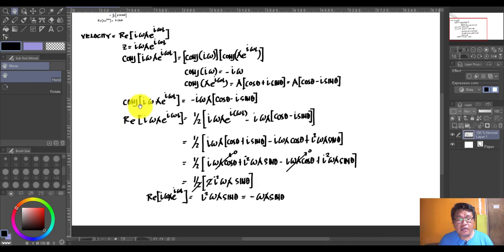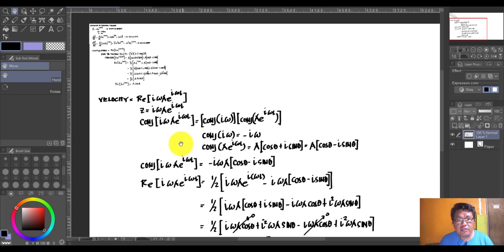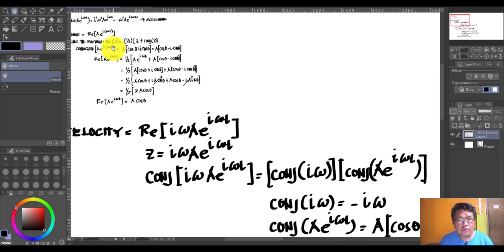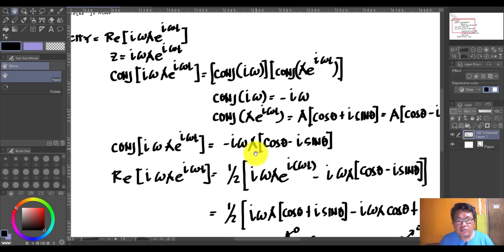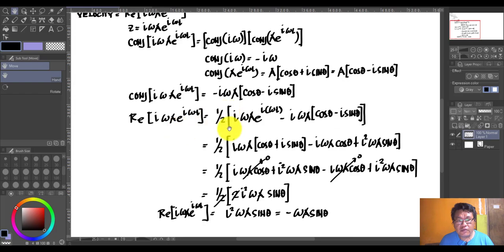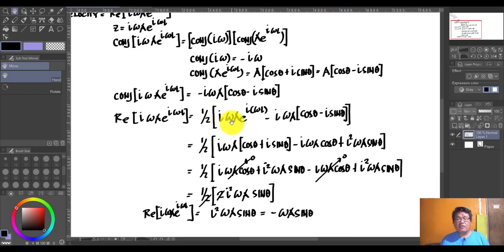So again, the conjugate of my velocity is equal now to your negative i ω A cosine of theta minus i sine of theta. Now for the real part, again we're going to substitute this one to the equation previously used. So we have your Re(z) = 1/2 times z times the conjugate. Okay, so substituting that one in the equation, we have here 1/2 the velocity and my conjugate values here.